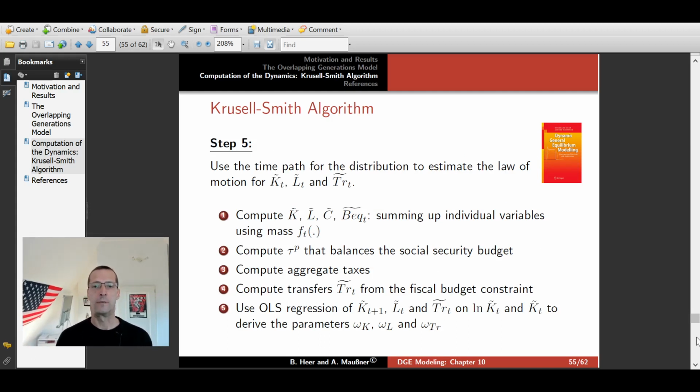Now step 5 is fairly easy. We just have to estimate the law of motion for the aggregates K and the transfers. So we first compute the aggregate capital stock, labor, consumption and bequests by summing up over the individual variables given our distribution F. We have to compute the social security tax rate that balances the social security budget. This gives us the labor income tax, the wage tax, so we can compute aggregate taxes, and from the fiscal budget we get aggregate transfers as a residual. This will be used in our OLS regression of the three aggregates K, L, and transfers on capital stock and technology level.